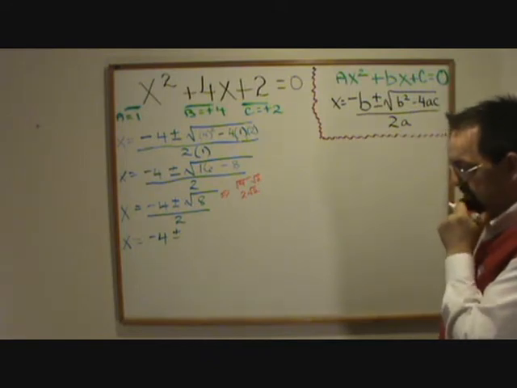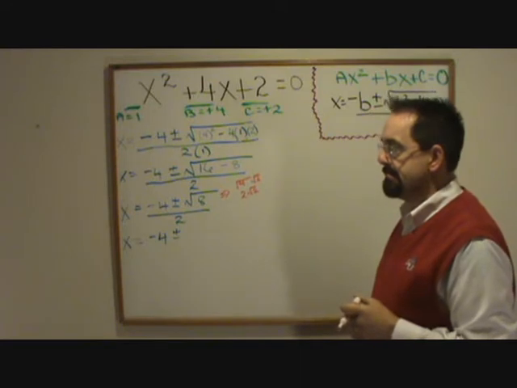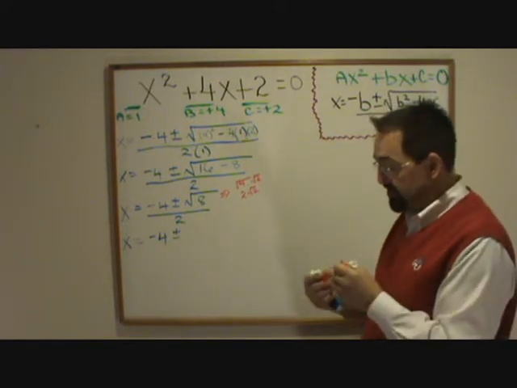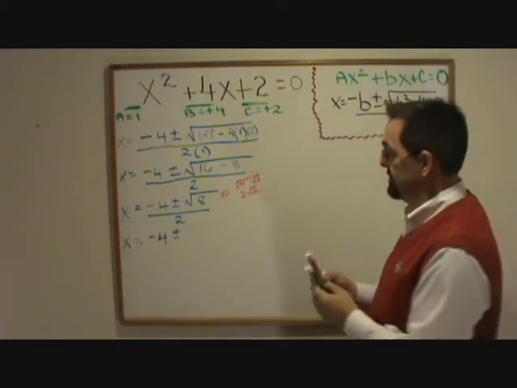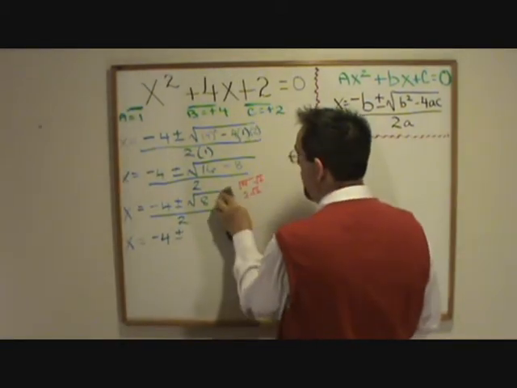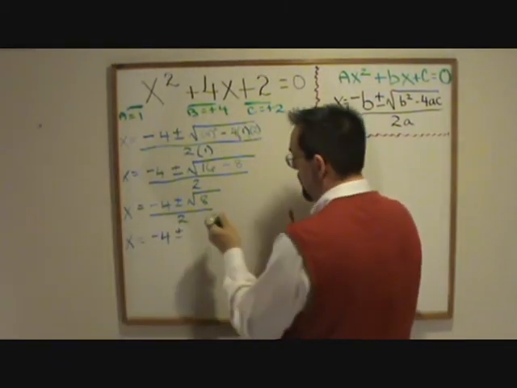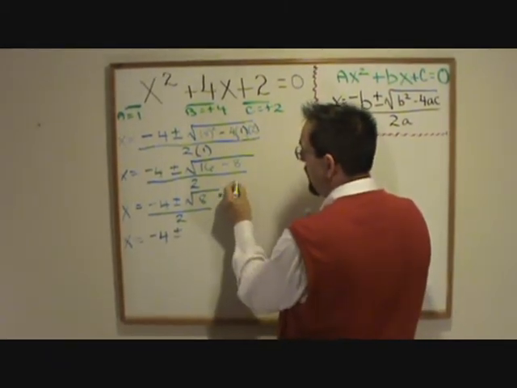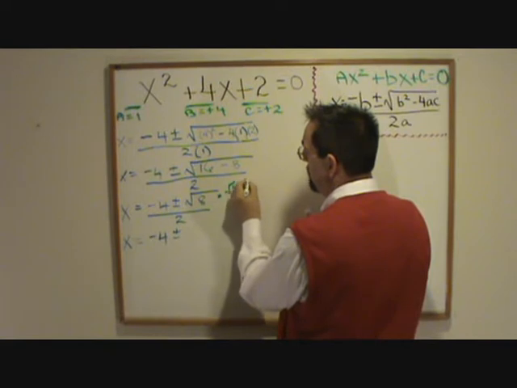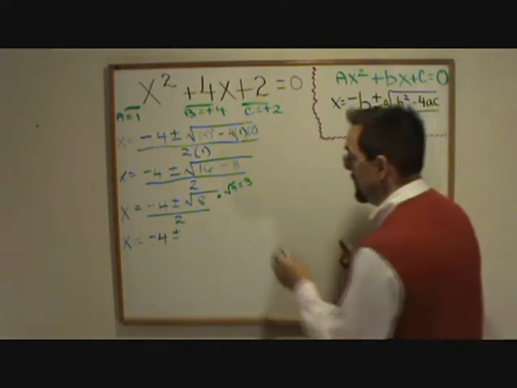I don't know the square root of 2. But I do know, what do you think of this? Let's erase that and say this. I know the square root of 9 is equal to 3. So this is going to be less than 3.